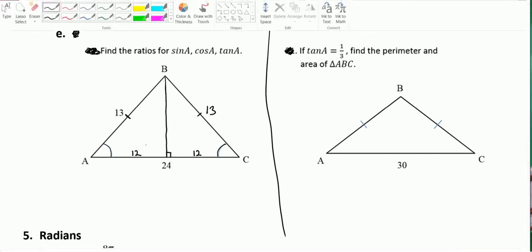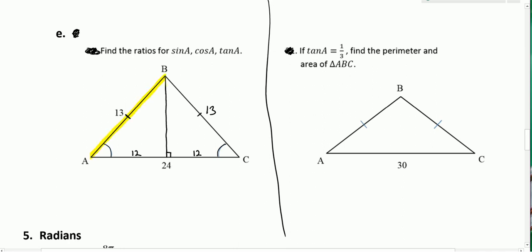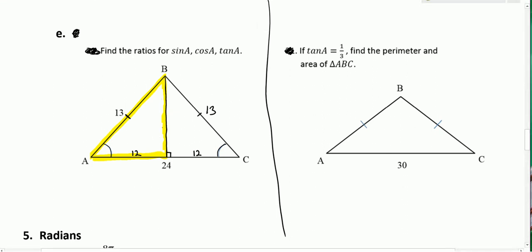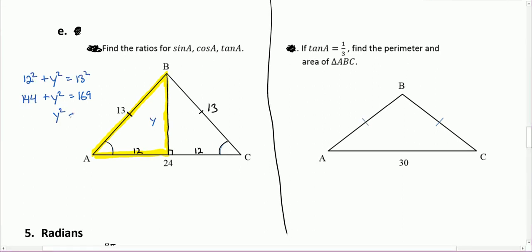And we're focused in on angle A, so I'm just going to look at the right triangle I'm outlining with my highlighter. Before I go any further, I'm going to solve for the height using the Pythagorean theorem. Let's call that our y value. So we have 12 squared plus y squared is equal to 13 squared. That's 144 plus y squared is 169. So y squared is 169 minus 144, 25. So y is 5. So that's a height of 5 there.